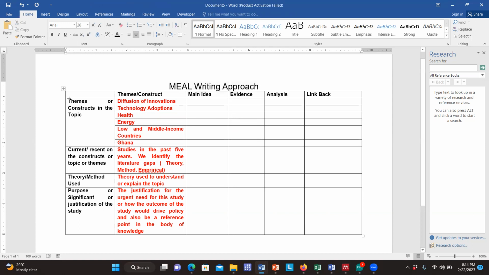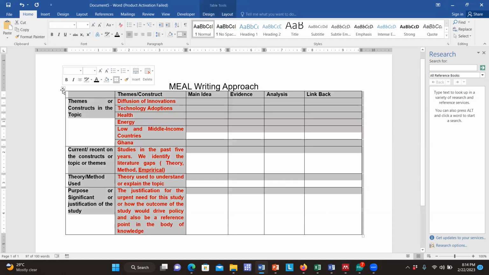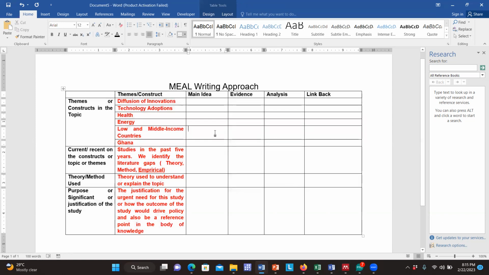All right. So I think that if you have this box, you should be able to write. Even your literature review, you can do the same thing. So first of all, main idea. The main idea, you want to talk about diffusion of what? Innovation. So let's talk about it. And then as you talk about what it is, you give evidence, and then you do the analysis and then the link back.